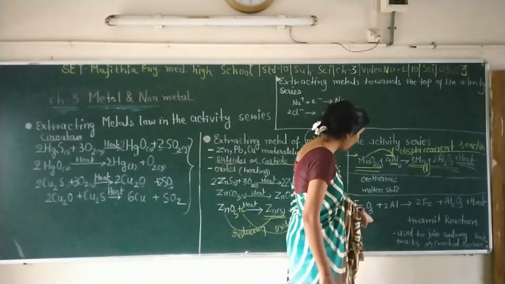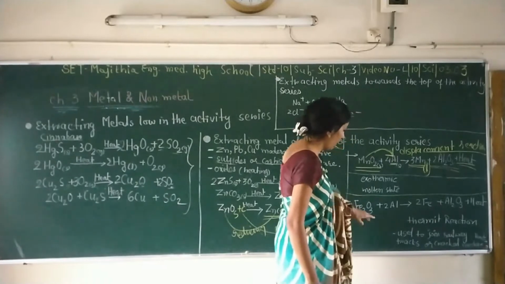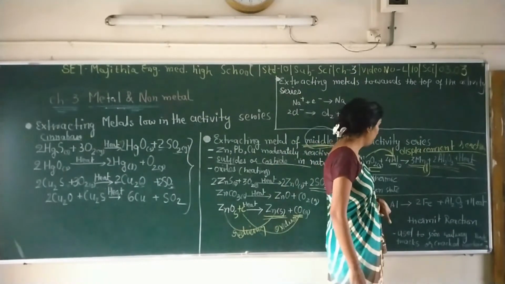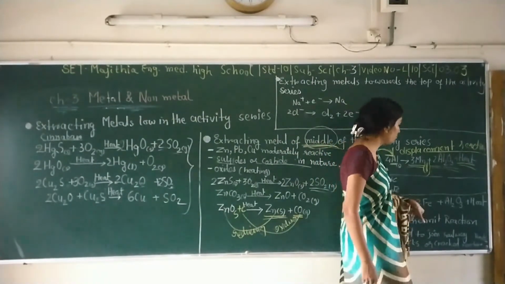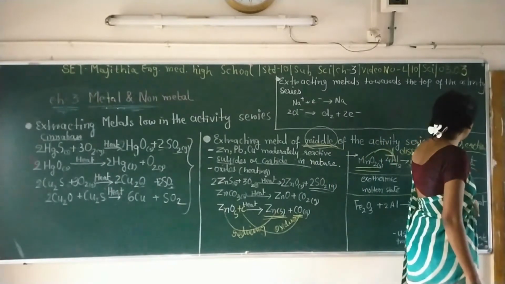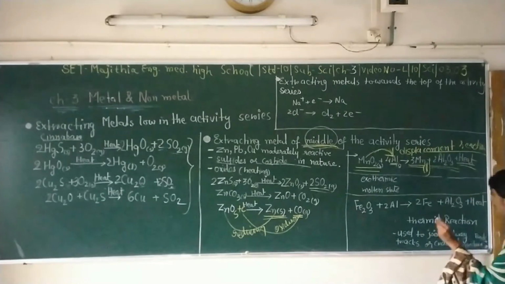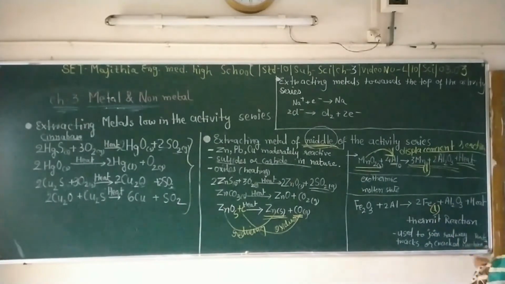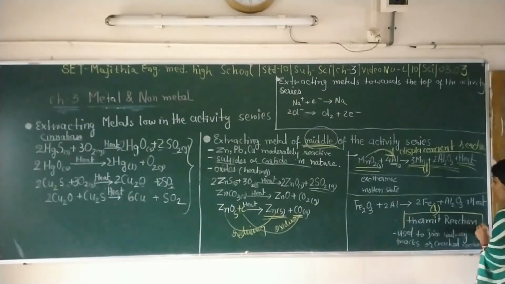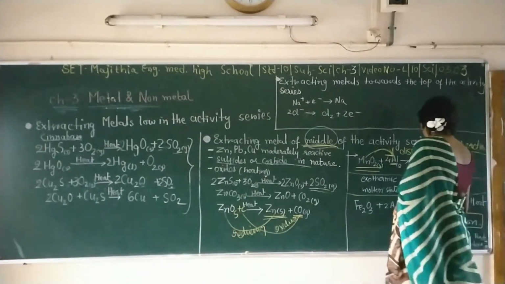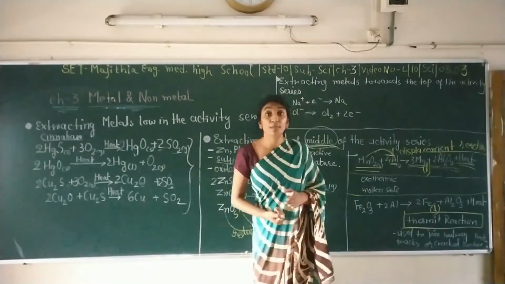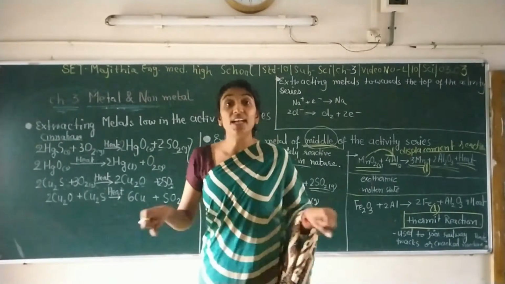So Fe2O3 plus aluminum gives us 2Fe plus Al2O3 plus heat. This iron would be in the liquid state. This procedure is also called a thermit reaction. This molten iron is used to repair the railway tracks.